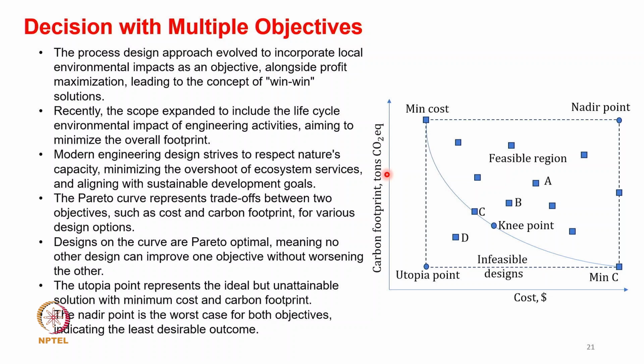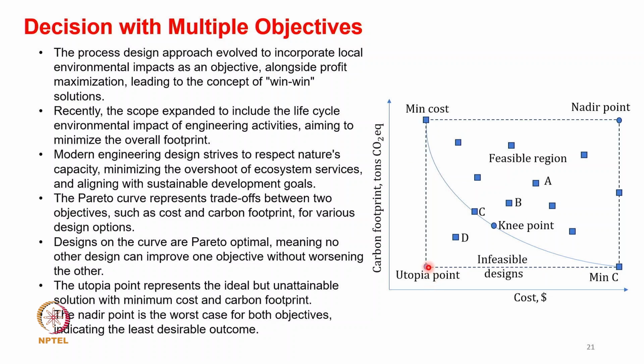And you can have multiple points here. This is the point of minimum cost, fine, and this is the point of maximum cost or minimum carbon footprint. This is the minimum cost, fine, and maximum carbon footprint. Both are not useful. These are the extreme points.